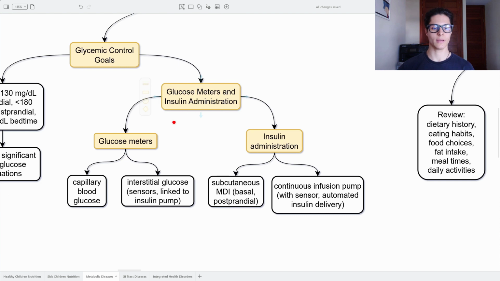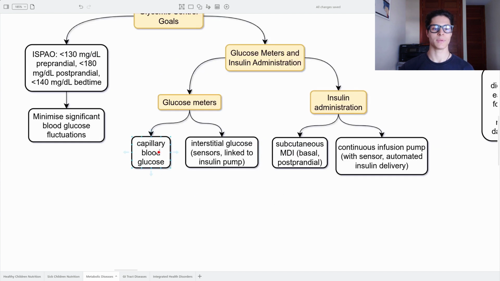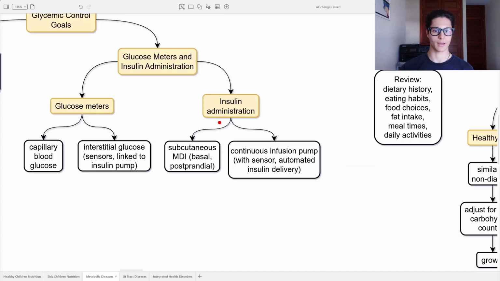And to do that, we have the glucose meters. These can be capillary blood glucose or interstitial glucose sensors linked to an insulin pump, for example. And the insulin administration can be done either subcutaneous with multiple daily injections with basal insulin and postprandial insulin, so after the meals, or maybe continuous with an infusion pump. This has a sensor and is automated insulin delivery.